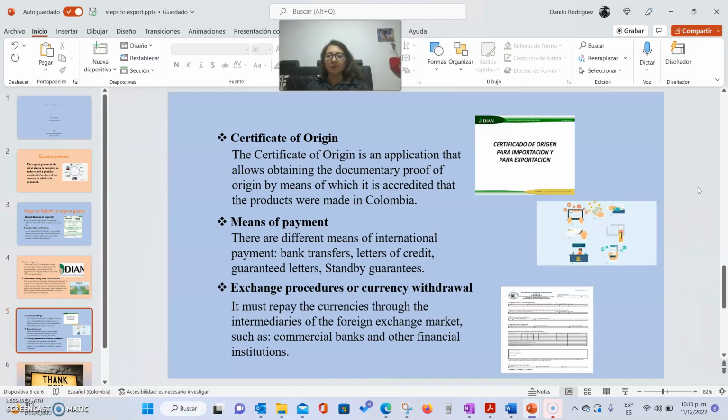Means of payment. There are different means of international payment: bank transfer, letters of credit, guaranteed letters, standby guarantees.